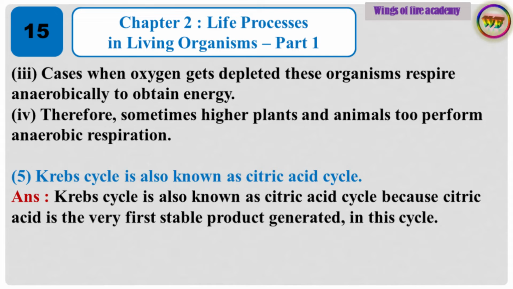Sub-question 5. Krebs cycle is also known as citric acid cycle. Answer. Krebs cycle is also known as citric acid cycle because citric acid is the very first stable product generated in this cycle.